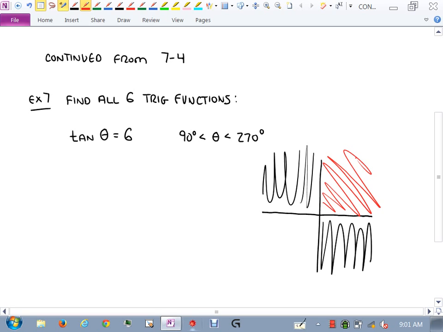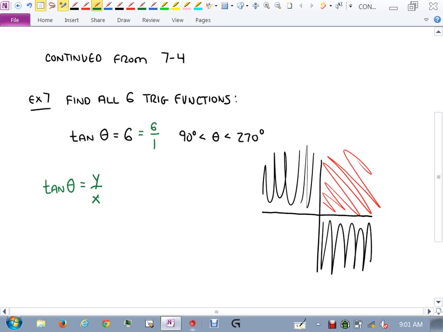And once I'm in that quadrant, I can try and draw a triangle. Now keep in mind that with these triangles, it is possible to have negative sides, because the sides actually represent your x and y coordinates. So the fact that I'm told that the tangent of this angle is 6, I need to first rewrite this as a fraction. So I can rewrite it as 6 over 1. And remember that tangent is always equal to which coordinate divided by which coordinate? Is it x over r, y over r, x over y? What is it? Y over x. Tangent is always y over x.